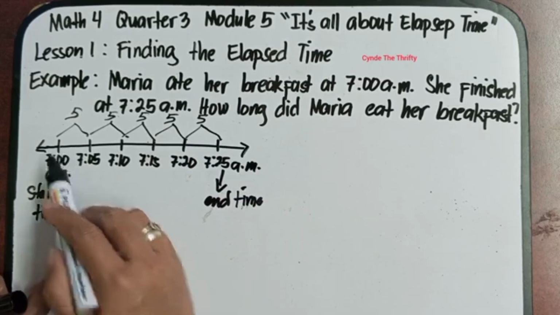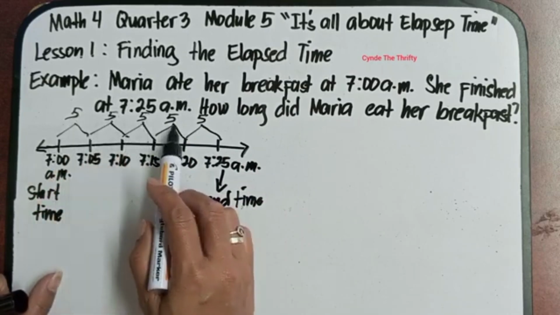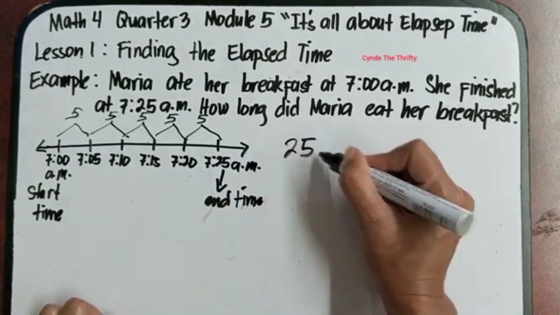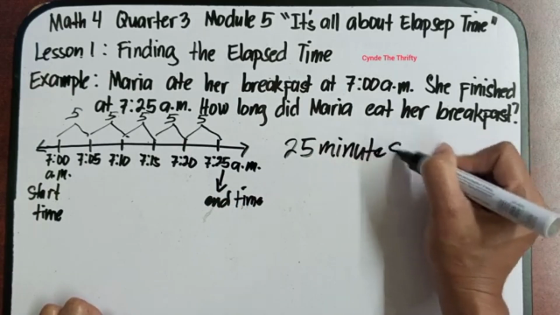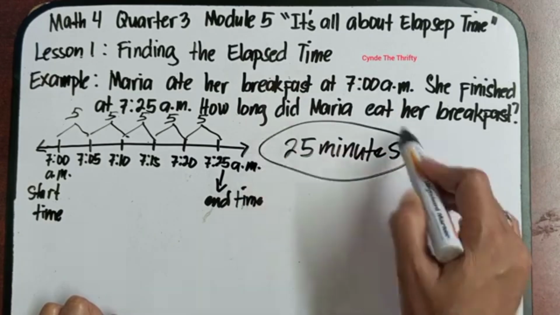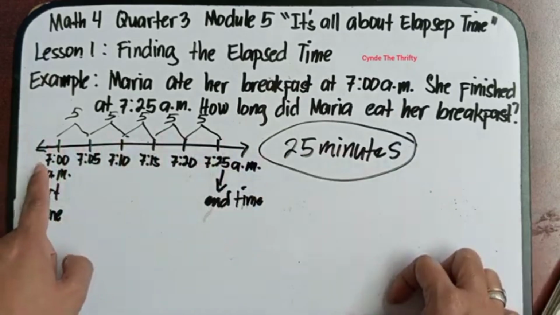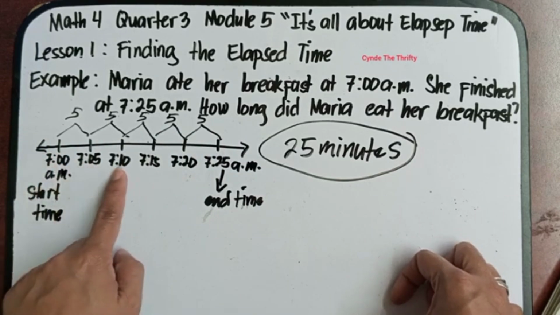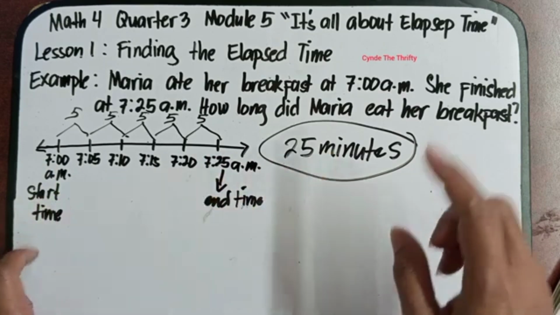So, ngayon is i-count natin kung ilang minutes. 5, 10, 15, 20, 25. So, ibig sabihin, si Maria kumain ng kanyang breakfast sa loob ng 25 minutes. Or ang elapsed time ni Maria is 25 minutes. Sa skip counting naman is para lang din tayong nag-number line. So, i-count lang natin siya, skip counting by 5. So, from 7 a.m., 5, 10, 15, 20, 25. So, 25 minutes ang elapsed time ni Maria.